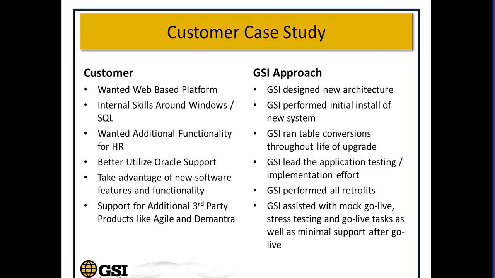They wanted to get better support from Oracle. They felt that they didn't really have a whole lot of support on the World side, and they wanted to get some better support by moving to EnterpriseOne. They had a lot of new software features and functionality that they wanted, and they also were planning on plugging in Agile and Demantra and some other third-party applications, and EnterpriseOne allowed for that.